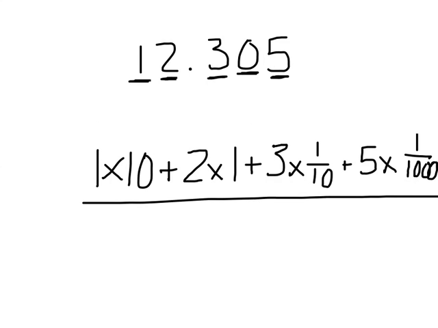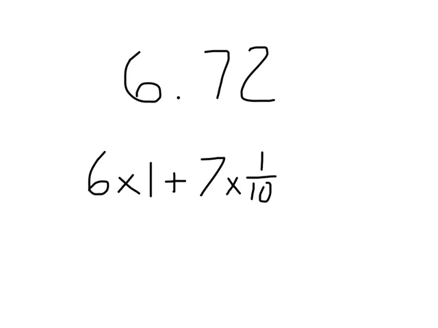Now I want you to try a couple examples. Are you ready? I believe in you, and I know you can do it. Which answer choice shows 6 and 72 hundredths written in expanded form? 6 is in the ones place, 6 times 1. 7 is in the tenths place, 7 times 1/10. And 2 is in the hundredths place, 2 times 1 over 100.